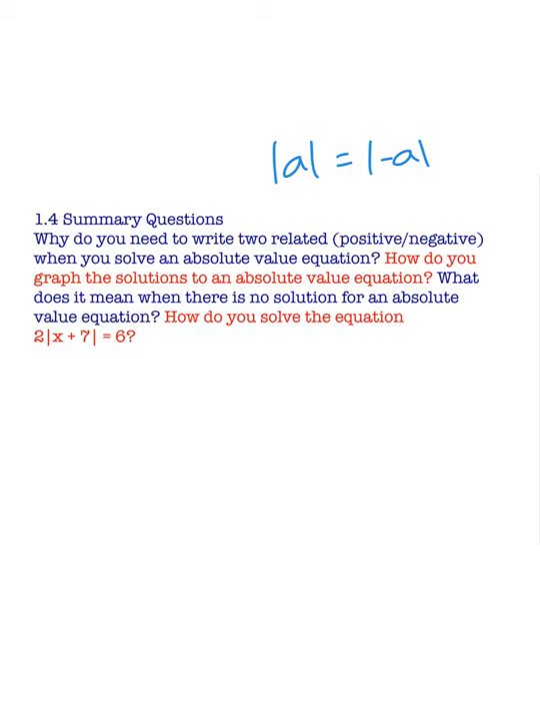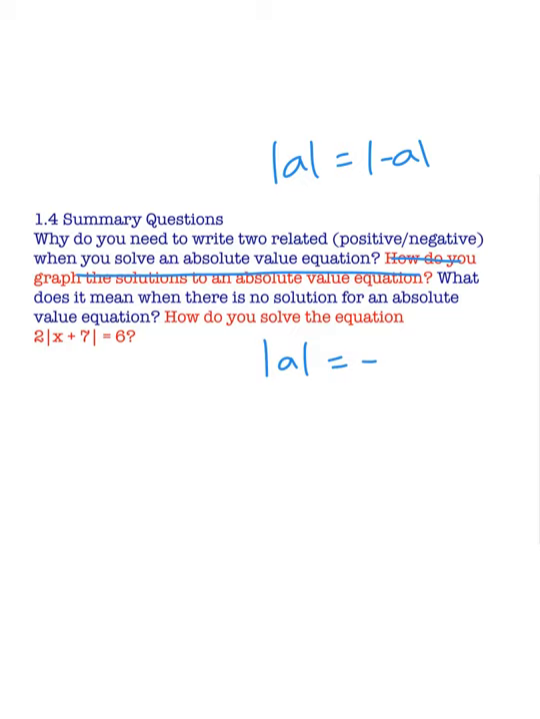How do you graph the equations to an absolute value equation? We're actually gonna skip that one because chapter 2 will cover graphing. What does it mean when there's no solution for an absolute value? That would be if you have an absolute value equal to a negative. Because absolute value is the distance from 0, it's always going to be positive. If it's equal to a negative answer, it is not true. It does not have a solution.